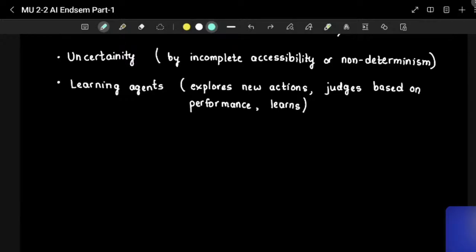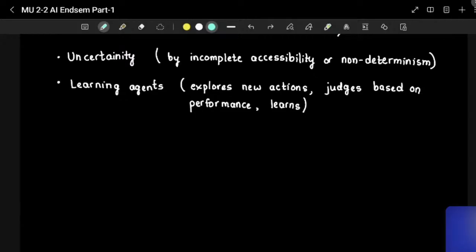Uncertainty, you know what uncertainty is. If you do not have complete access to the environment, it's basically uncertain. You can't predict. For example, you cannot certainly predict what questions are going to come in the AI exam. So it's uncertain because you don't have access. But on the other hand, if you were a professor, you would have had access. You would know what questions were coming in the exam.